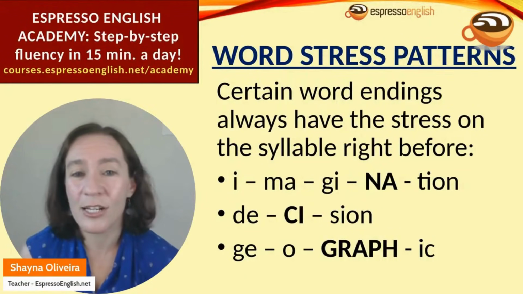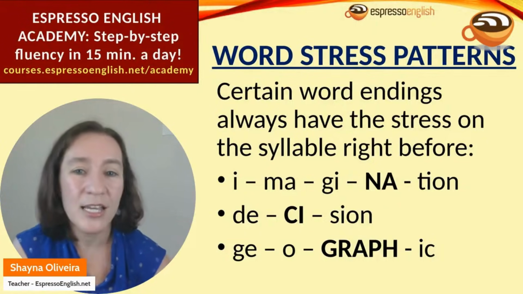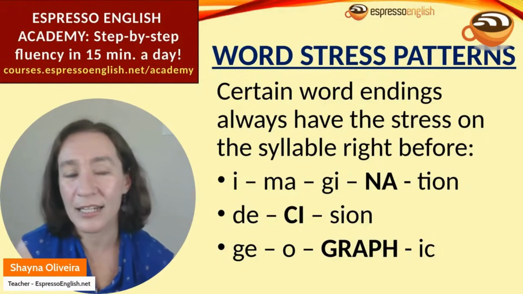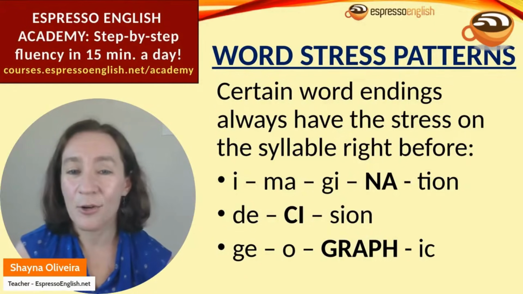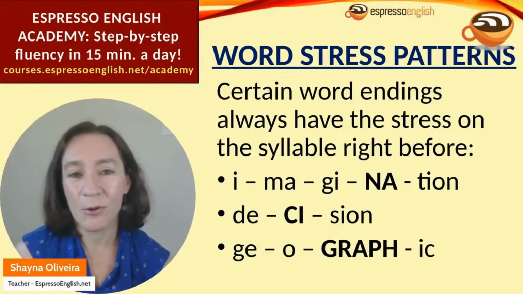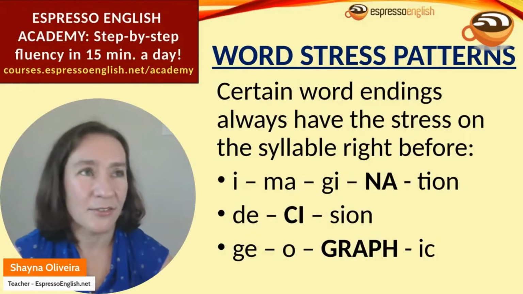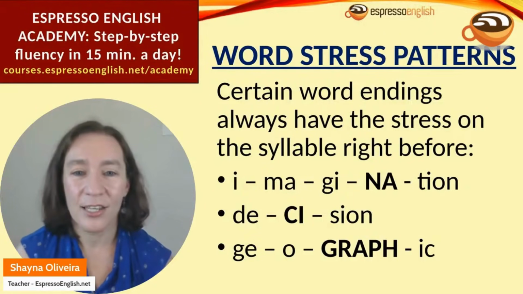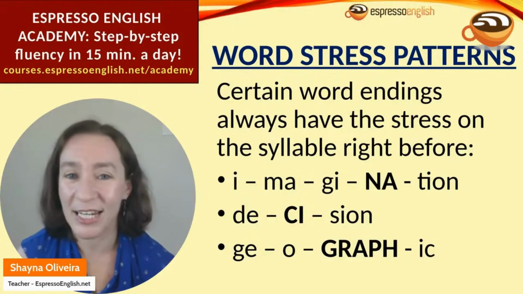English also has certain word endings that always have the stress on the syllable right before it. So one is the word ending T-I-O-N. When you see T-I-O-N or a similar one, S-I-O-N, the stress is always on the syllable immediately before. So we have imagination, decision, okay? The stress is always on the syllable immediately before that word ending. Let's think of some more. Education, creation. Oh gosh, there's a ton of them in English.